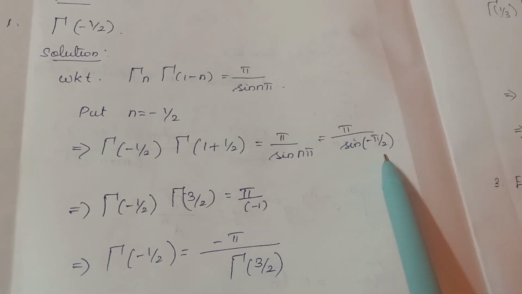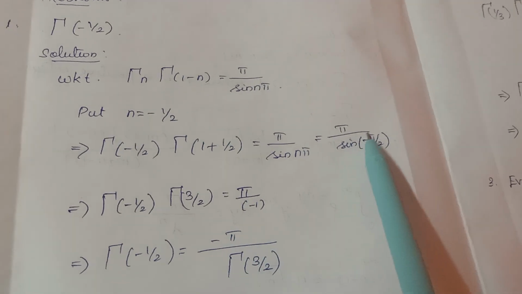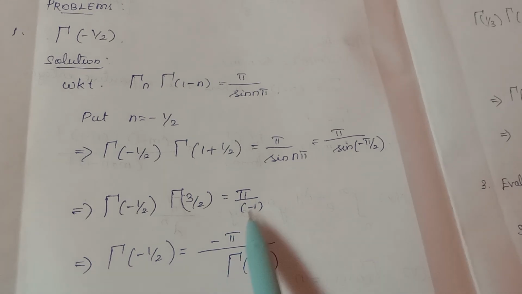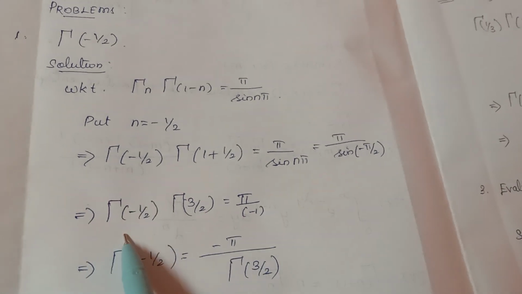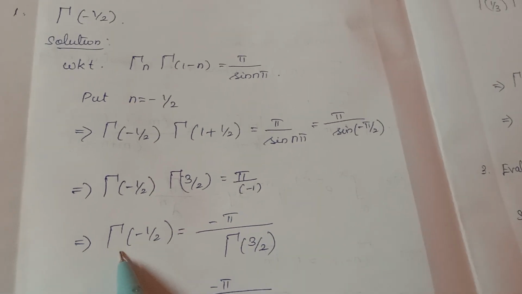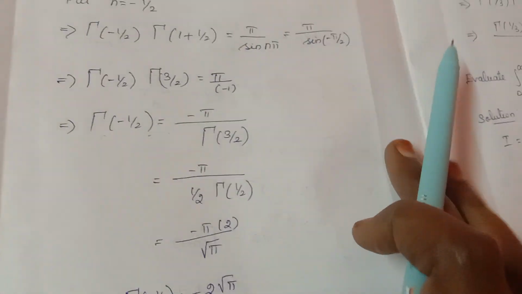But sine of minus pi by 2 is what? Minus sine pi by 2. So it's equal to minus 1. So on the right side you have pi by minus 1, which is simply minus pi. What about the left hand side? It is gamma of minus half into gamma of 3 by 2. So gamma of minus 1 by 2 is equal to minus pi by gamma of 3 by 2.